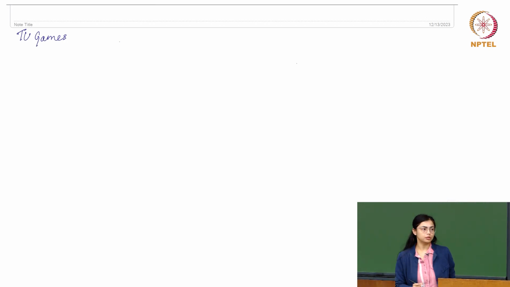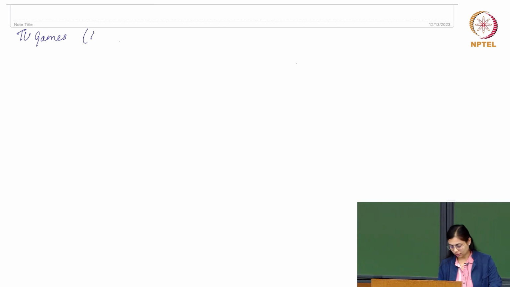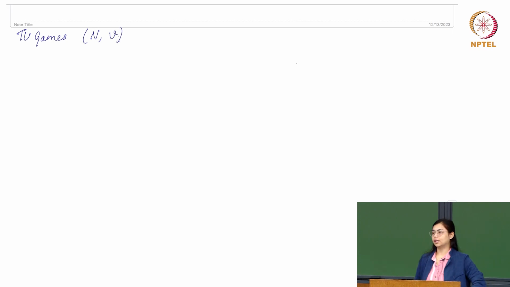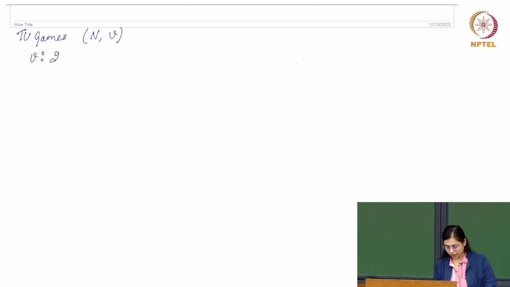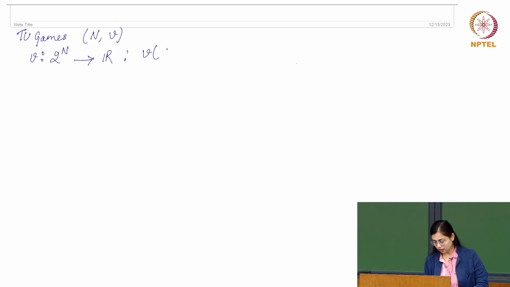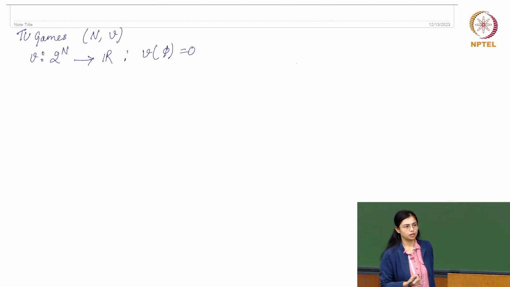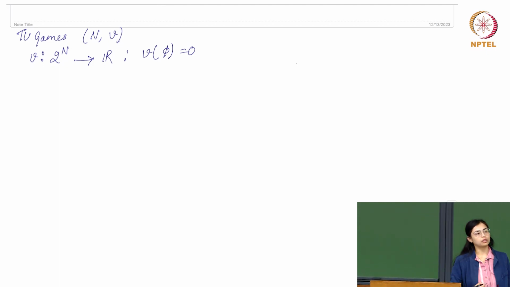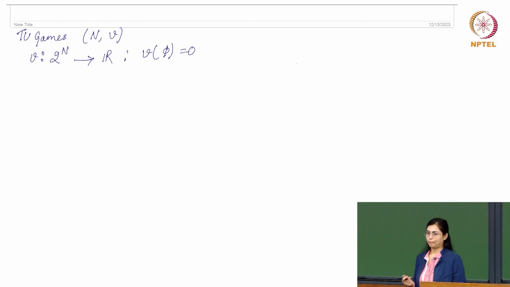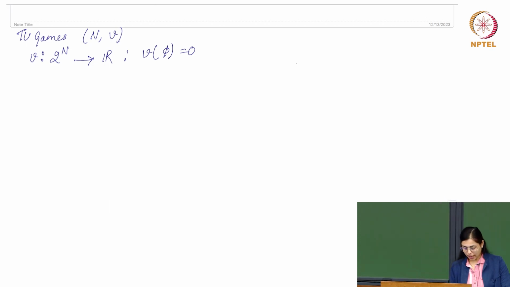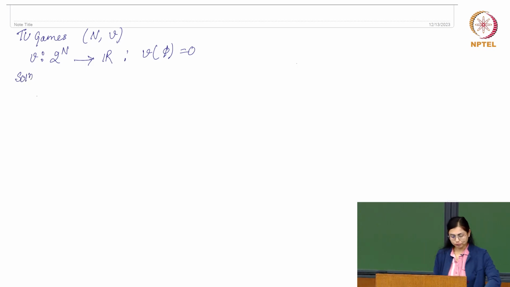So what is a TU game? We have two components, N and V. N is the player set, or set of agents, and we define a function on the set of all possible coalitions. It's a real-valued function with the restriction that the worth of the empty coalition is always 0. So once the coalitions are formed, the game is defined. Then we have the solutions, or allocations, for the cooperative game.